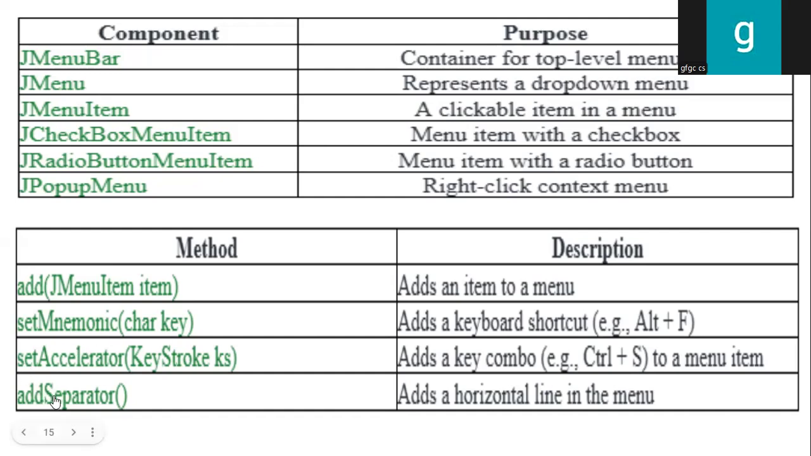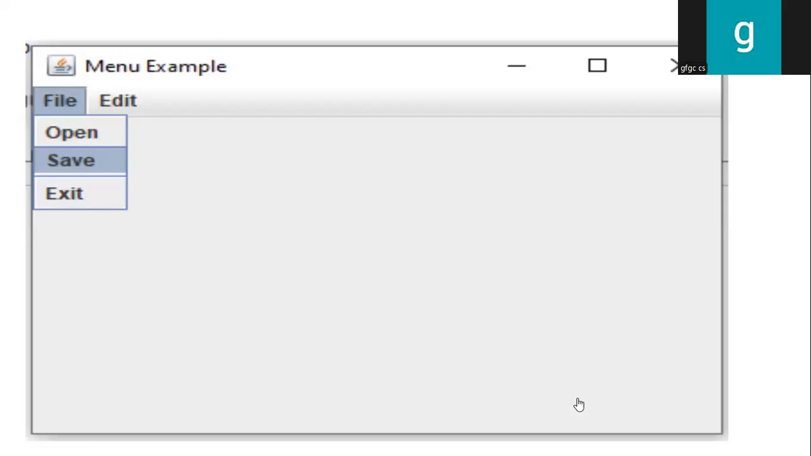Next, add separator: add a horizontal line in the menu. In the previous example also I have added this add separator. The horizontal line is there. I have added the horizontal line in the menu items, to show it as a separator.